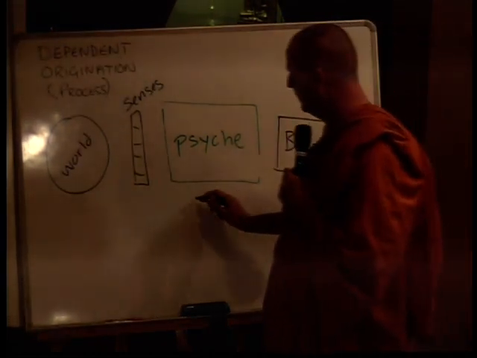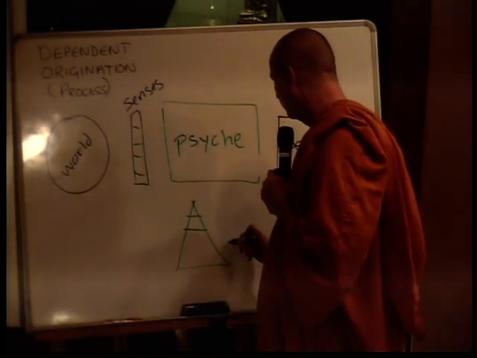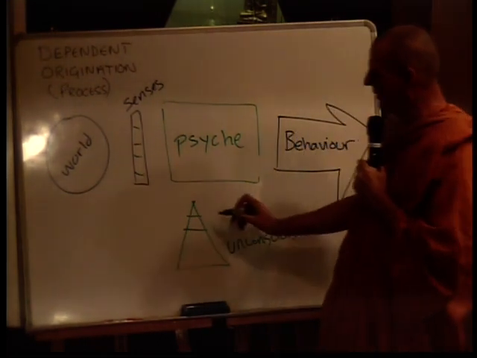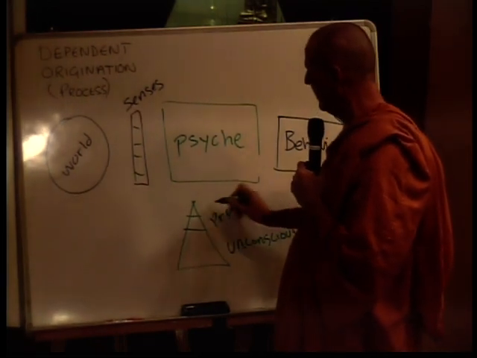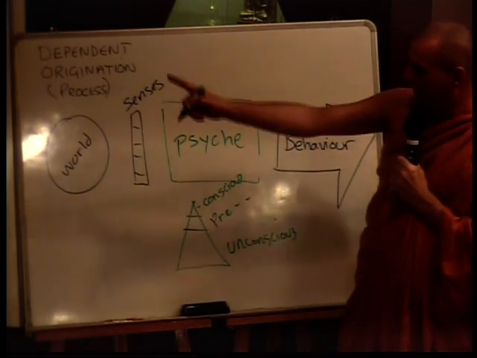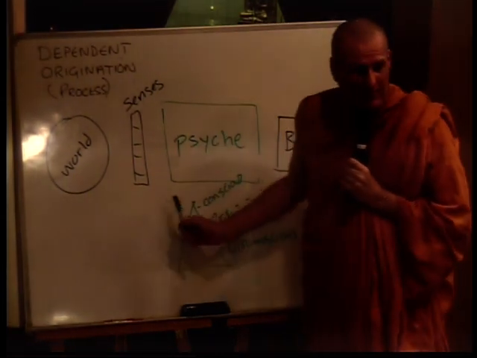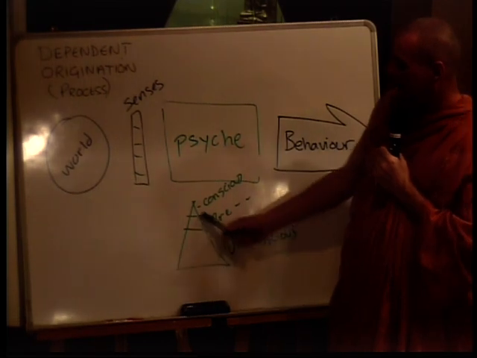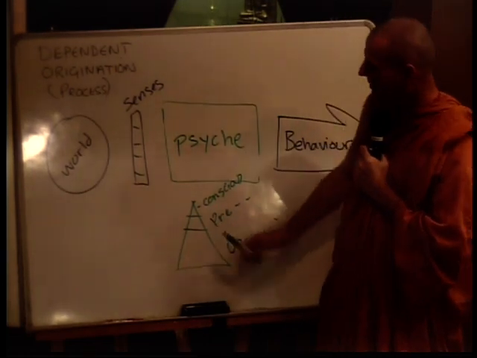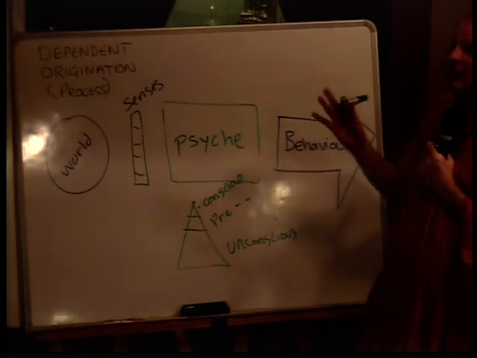So like Freud, for example, had his iceberg. He said you have your unconscious mind, your pre-conscious mind, and then your conscious mind. This is quite important for our dependent origination. But this is a model that Freud came up with. Modern psychologists tend to dismiss this model and tend to disagree with it. The question is, how good does your model explain behavior? That's what psychology is.